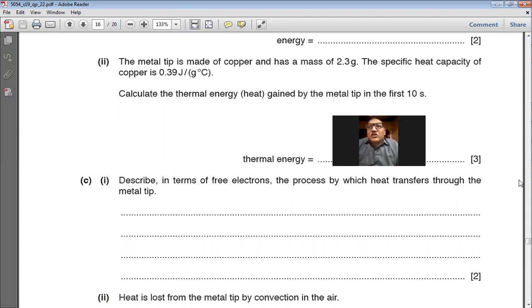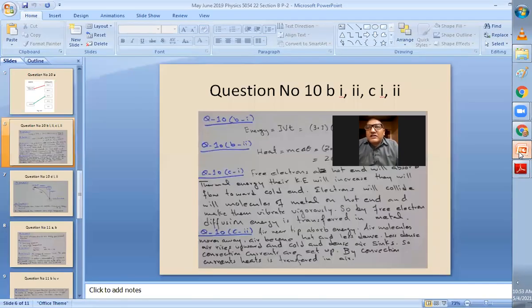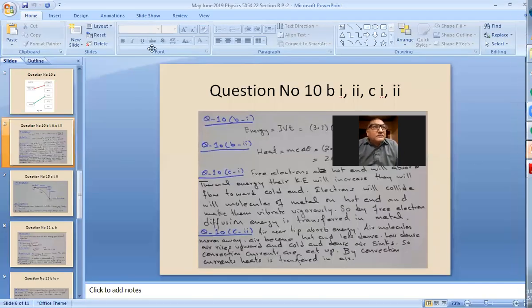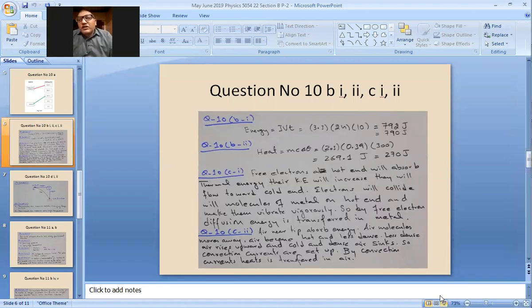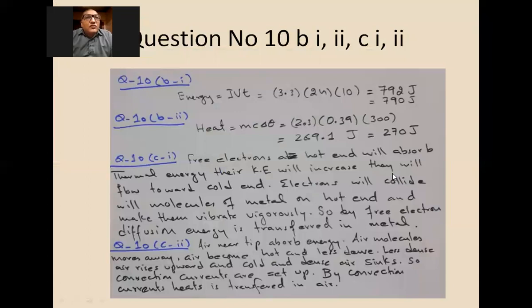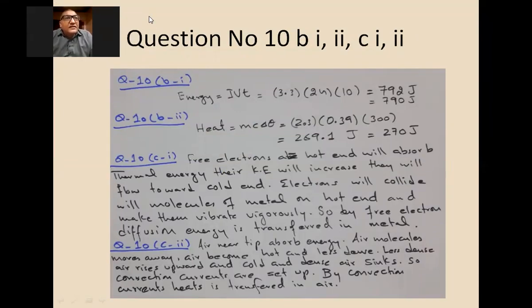So I have done this question. Let me show you my work and the numerical which I have solved. Let me increase the size. So the heat is equal to mc delta theta. Heat is equal to mc delta theta: 2.3 multiply 0.39 multiply 300. So the answer will be 269.1, which is approximately 270 joules when I write it into two significant figures. So 270 joules will be the answer.